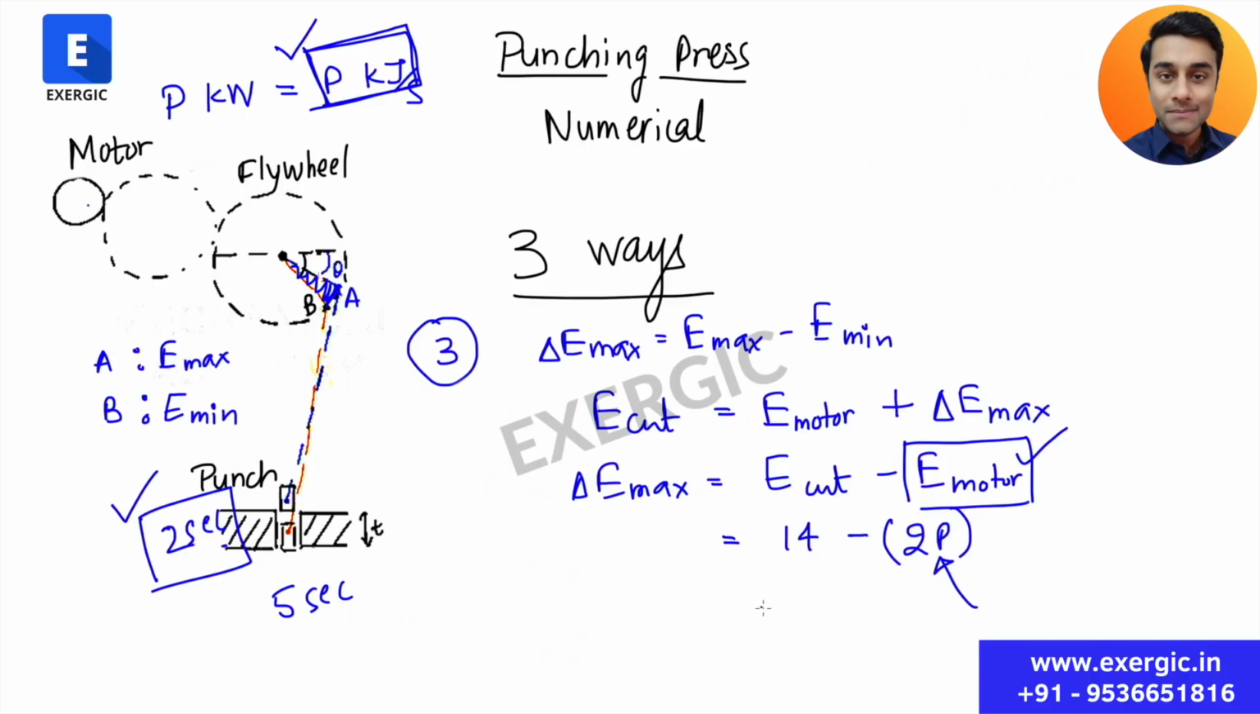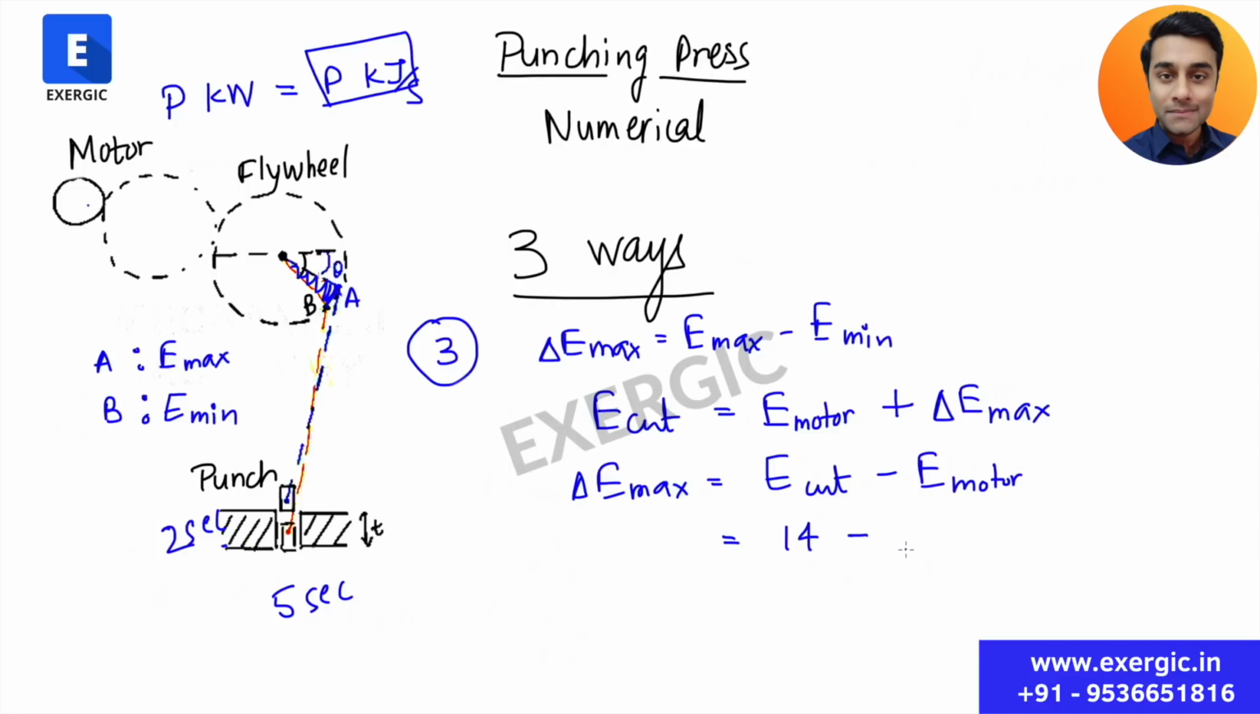The value of p will be given to you. You can calculate the maximum fluctuation of energy. And trust me, there are more ways in which this 2p term can be reached. If I start telling you the number of ways to solve these questions, I can tell you 10 different ways, because I can frame 10 different types of questions from the punching press. But if you have understood these three different categories in which the maximum fluctuation of energy can be calculated, then trust me, you will not find any problem in calculating it for any of the cases.